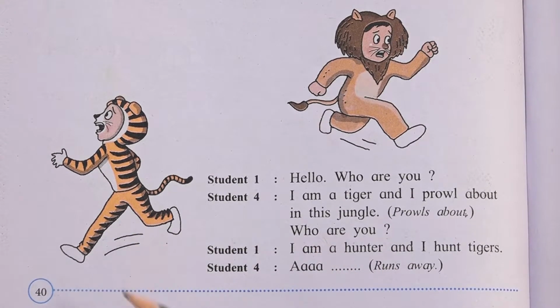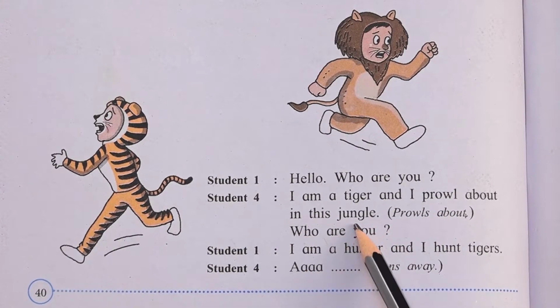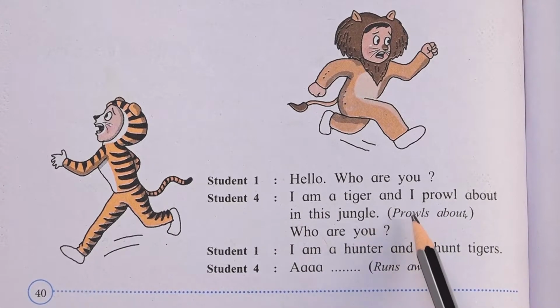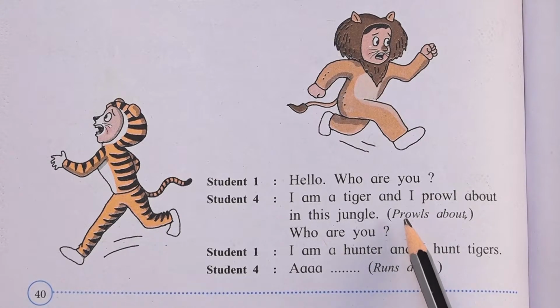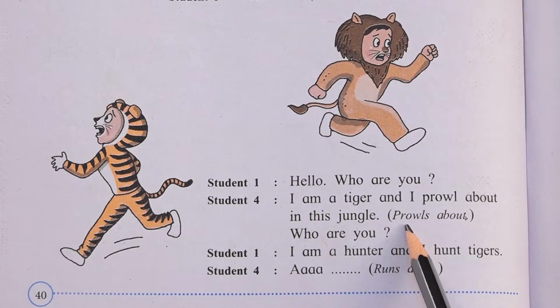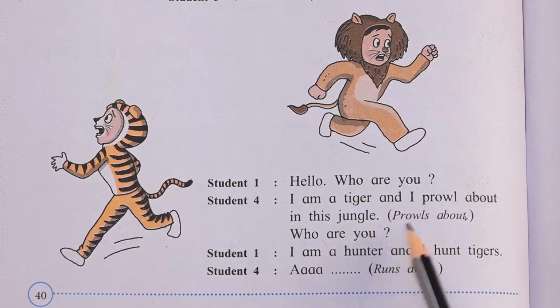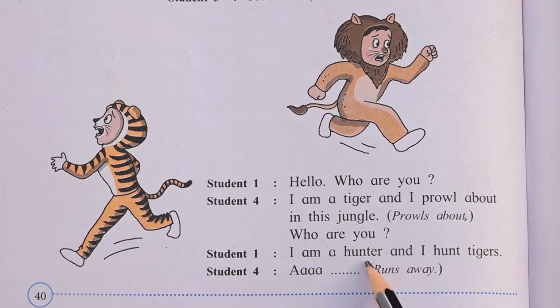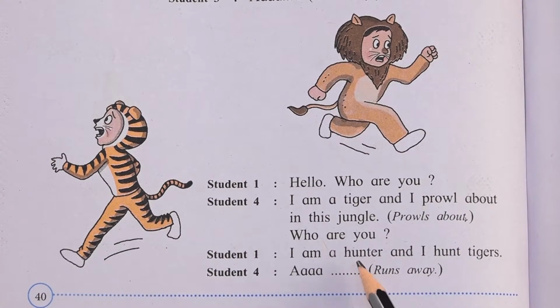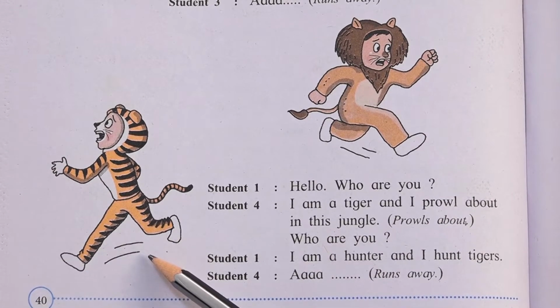The tiger prowls about in the jungle. Means the tiger goes in search for its prey. But the tiger itself lands up as the hunter's prey. As soon as the tiger knows it's a hunter, the tiger runs away.